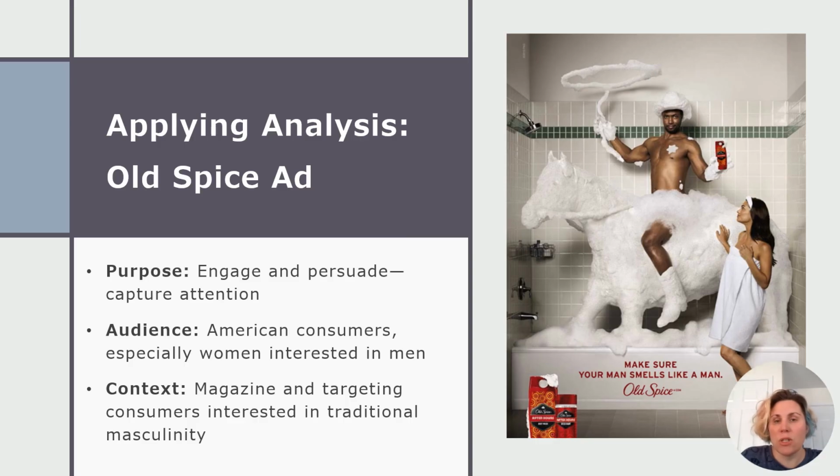Let's apply these questions to a text you may all know well, an Old Spice ad. The purpose is to engage, captivate, and persuade, aiming to get our attention and make a case for the product. The audience is an American consumer, specifically women attracted to men, which is evident from the implied couple in the ad and the tagline, "Make sure your man smells like a man." In terms of context, it's a one-page print ad in a magazine. If we had a specific magazine, that would give us further insight into the intended audience.